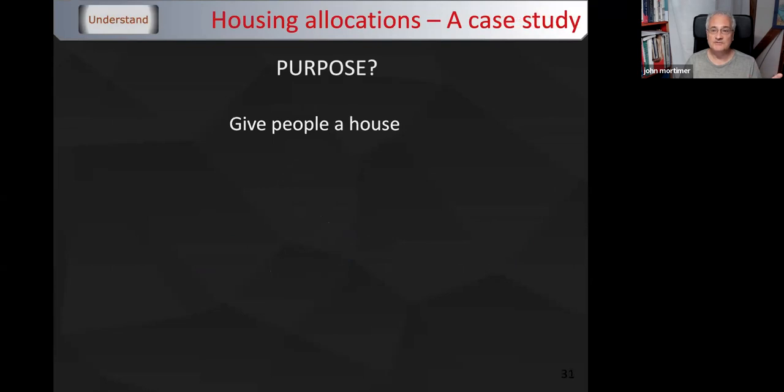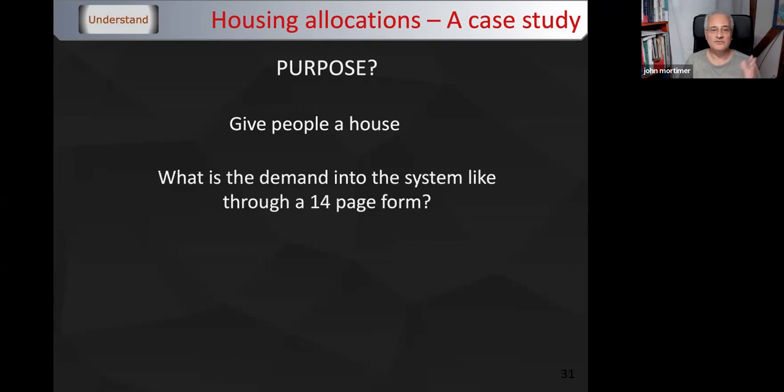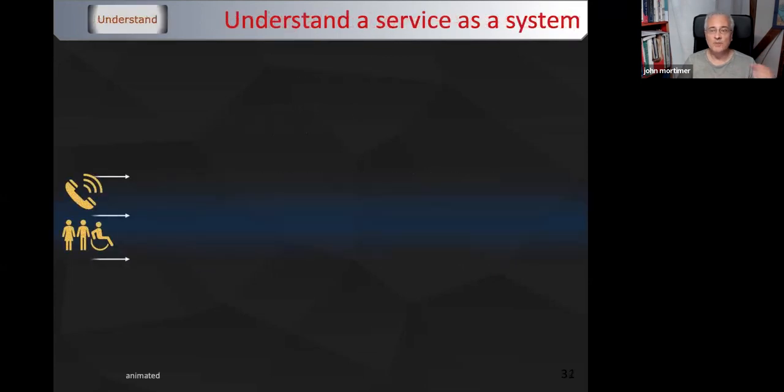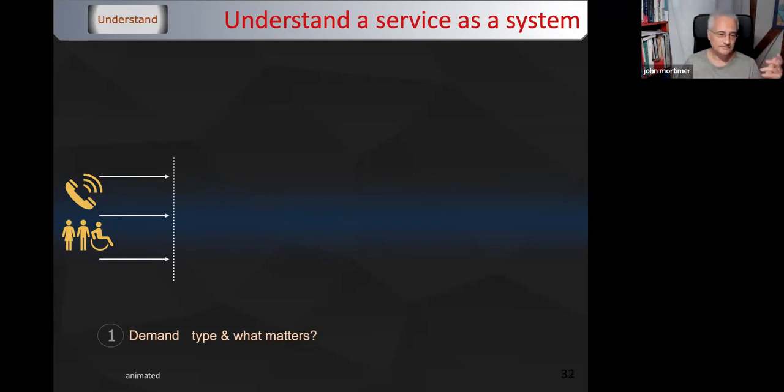Purpose is to give people a house, and the demand comes into the organization through a 14-page form, either online or handwritten. 14 pages. So a lot of information comes in. We need a lot of information. So the model that we use for understand is this. Demand comes into the organization, and what we're interested in doing is looking at what kind of demand it is and what matters to people when they come into our organization. And we want to do this individually. And from that, we get an idea, what is the purpose of this service?